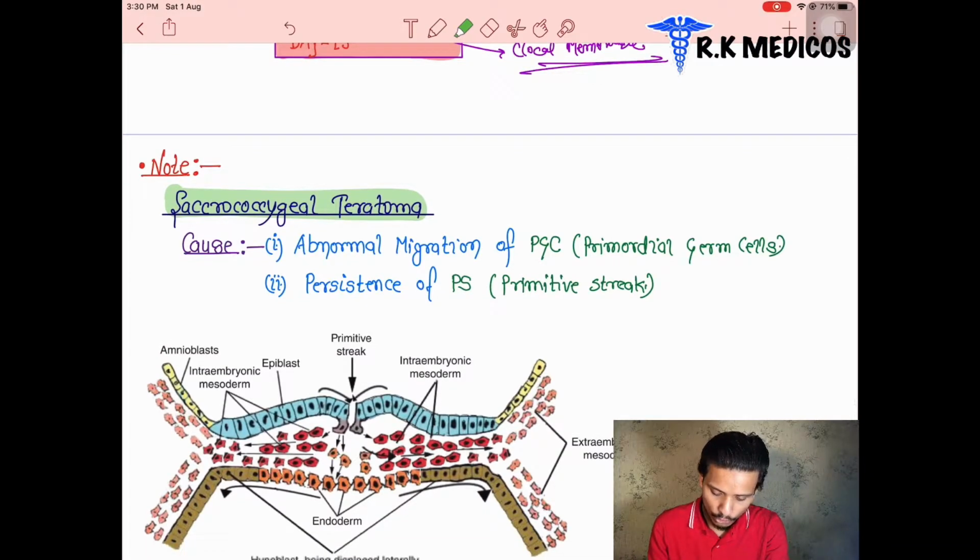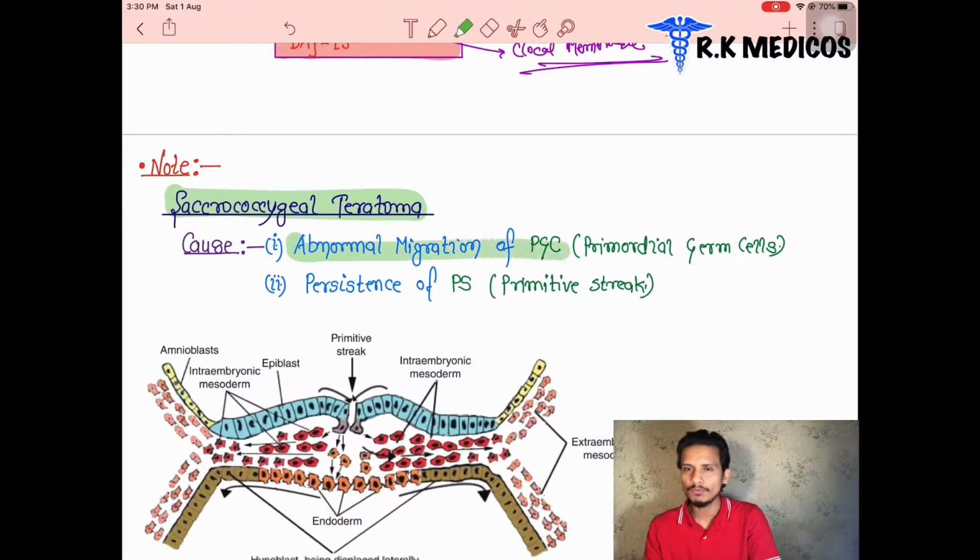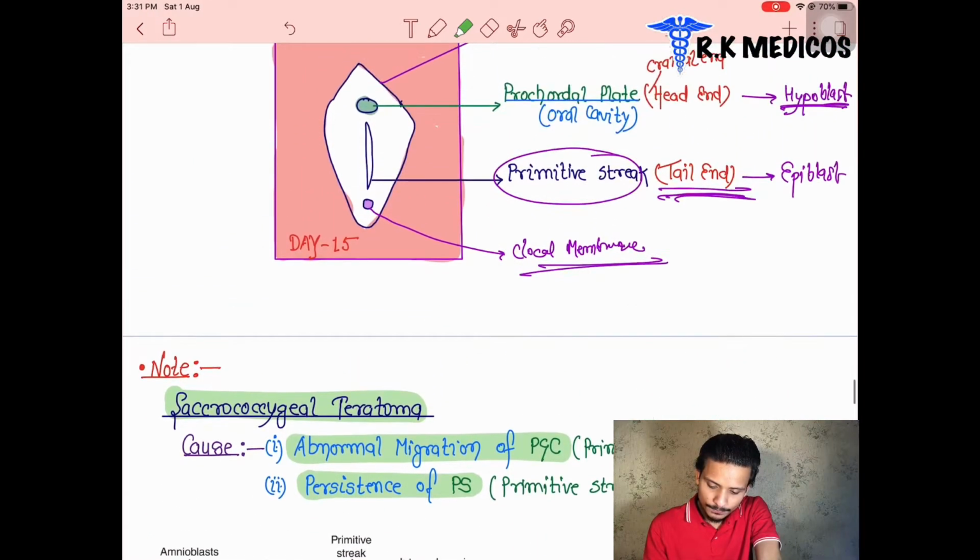So we see two causes of it. One is the abnormal migration of primordial germ cells, as you know from the first part. Now the second part: the persistence of the primitive streak also leads to the development of sacrococcygeal teratoma. Why? Here is the primitive streak, and it is present in the tail region. A tumor simply means abnormal division of cells. When there is abnormal unregulated control of these cells in the primitive streak, it leads to the development of teratoma in the sacrococcygeal region, because they are present in the tail region. Simple.